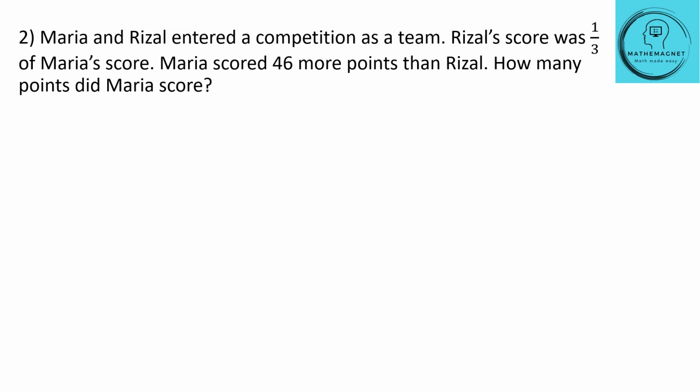Question number 2. Maria and Rizal entered a competition as a team. Rizal's score was 1 by 3 of Maria's score. Maria scored 46 more points than Rizal. How many points did Maria score? Now let's begin by drawing the bar model.